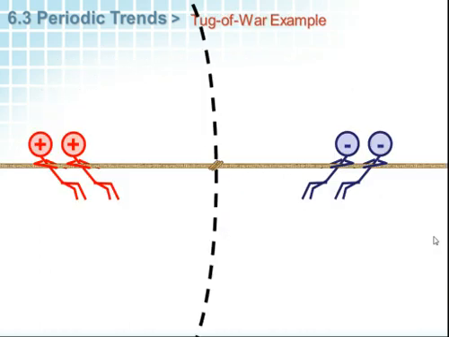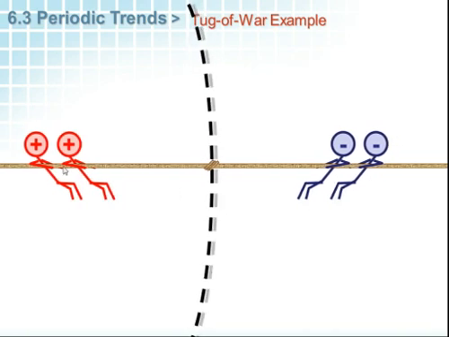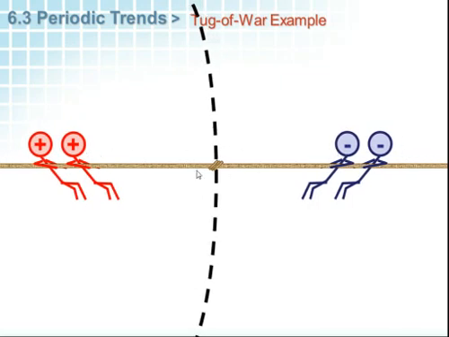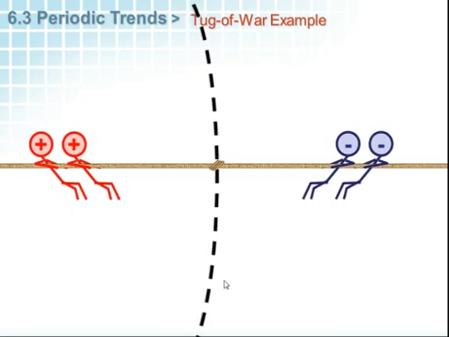Well, let's think about our game of tug of war. On the left side we've got our protons. On the right side we've got our electrons. Now, protons are trying to pull those electrons towards the nucleus, while electrons want to stay away from the nucleus. They've got so much energy, they want to stay as far away as possible. They don't want to get pulled down.